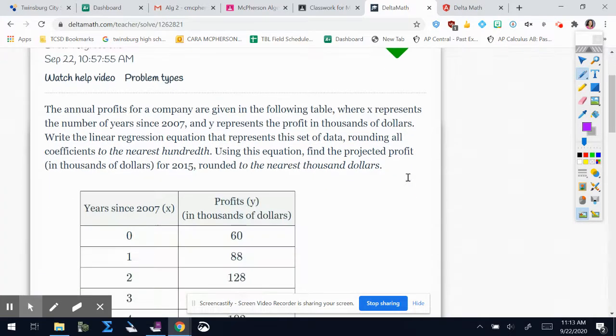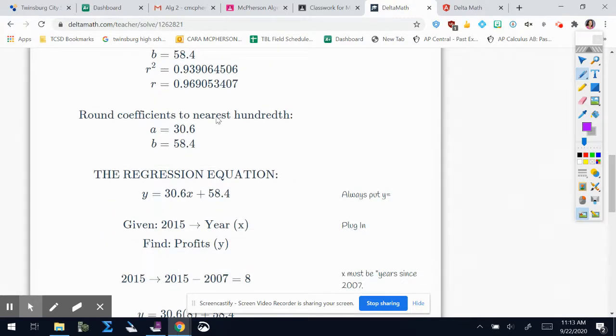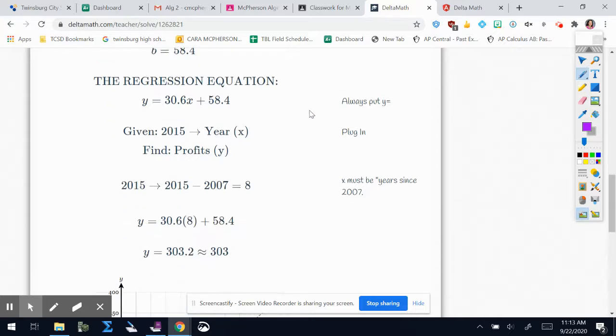And I want to show you just what it looks like here because it will take you through. Here's what the calculator says. Here's your A and your B value. It wanted the coefficients rounded to the nearest hundredth. Well, they were already small decimals, so I didn't even have to round. I had my regression equation. And then finally, I needed to plug in the X value that it was asking to make a prediction. It's been 8 years since 2007, from 2007 to 2015, so I'm going to put an 8 in.